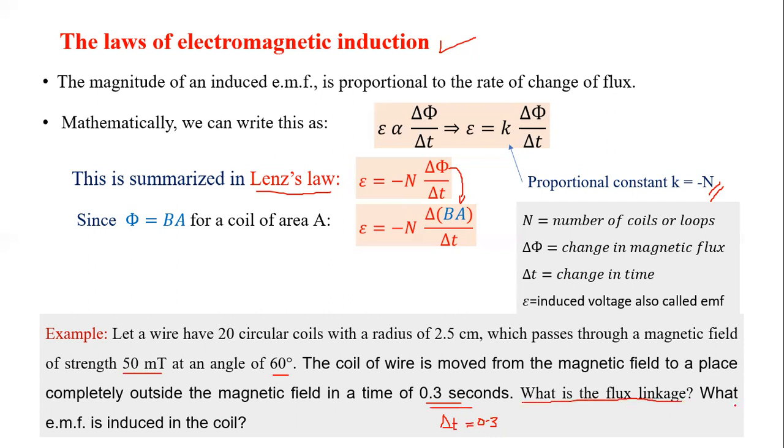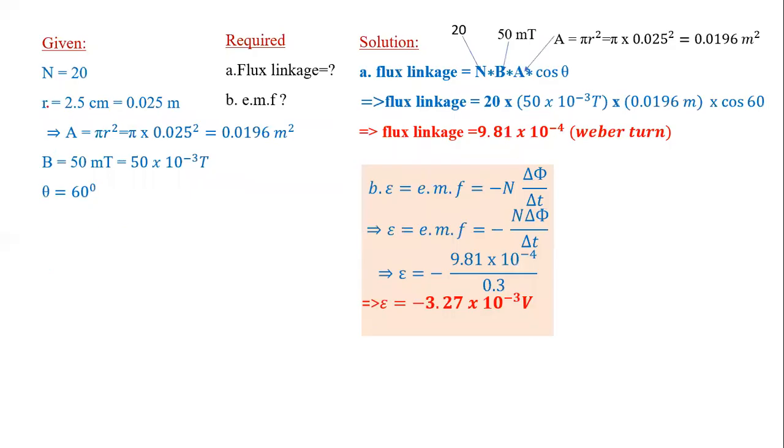First we want the flux linkage, then the emf. The flux linkage was already worked out in the previous similar question, and now we want the induced emf. The only difference is here we are given delta t, time is equal to 0.3 seconds. Radius the same, number of turns the same, magnetic flux the same, so flux linkage is equal to N B A cos theta. From that we get 9.81 times 10 to the power of minus 4 weber turns. This is the flux linkage.